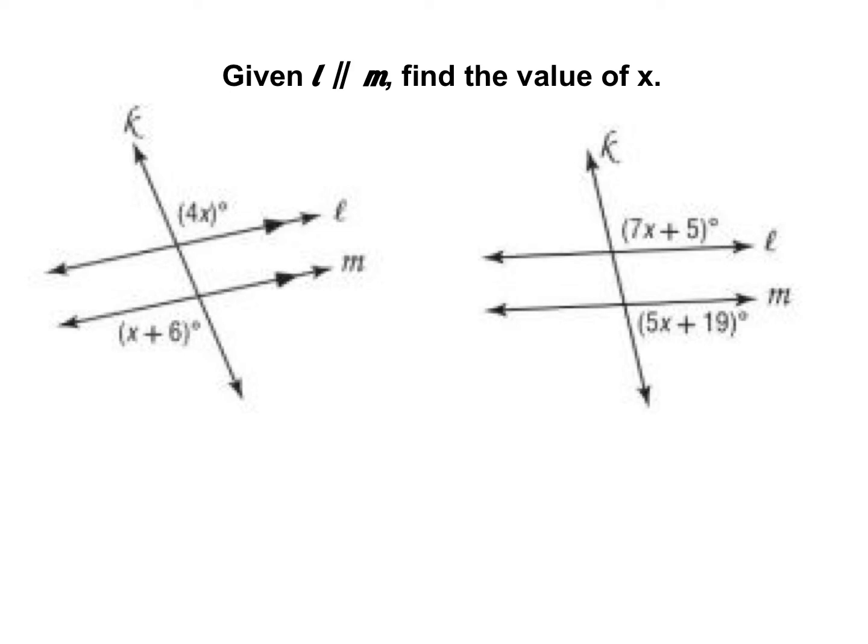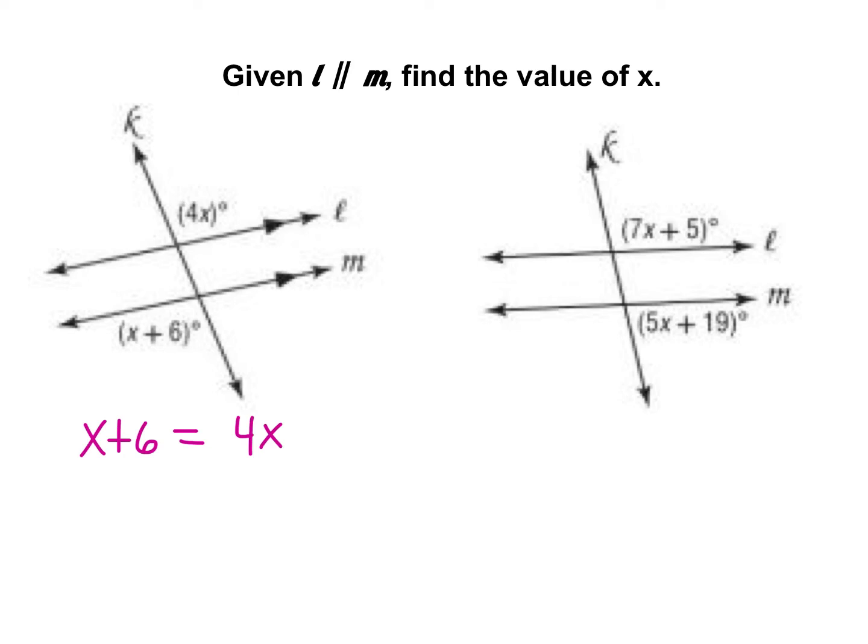So, what do we have? These two angles are alternate exterior angles. Alternate exterior angles are also congruent. So when I'm setting up my problem, I say the first angle, x plus 6, must then be the same as the other angle, 4x. And I solve for x.